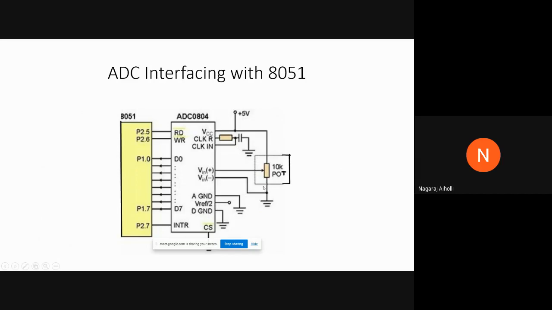A pot is used to provide the analog input. Vin minus is connected to ground. Vin minus is always connected to ground. Whatever analog input we want to convert is connected to the Vin plus pin of the ADC 0804. That is, the analog signal to be converted to digital signal should always be connected to Vin plus of the ADC 0804. Then there are two grounds here: one is analog ground for the analog signal, and digital ground for the digital bits or the digital signals. Then Vref/2. This Vref/2 is a reference signal.